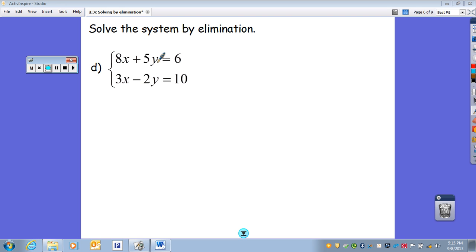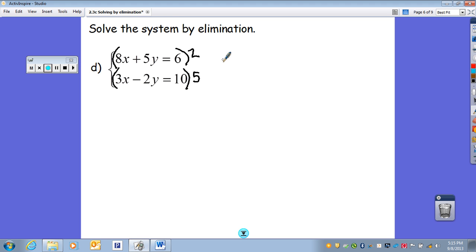So what we're looking for probably is the least common multiple, either for 8 and 3 or 5 and 2. And we also need one of them to be positive and one of them to be negative. Well, I'm going to just do the y's. 5 and 2. Common multiple is 10. So in order to get 5 to be the number 10, I'm going to multiply by 2. And in order to get the negative 2 to be a negative 10, I'm going to multiply by 5. And then they will be opposites of one another.